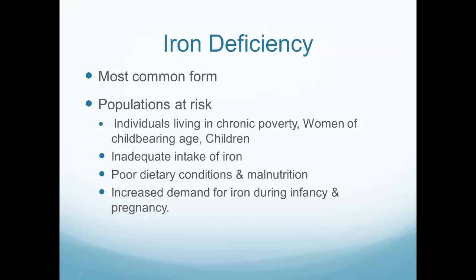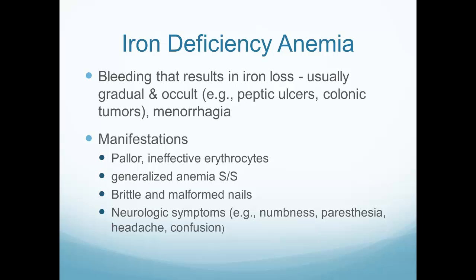So who then is going to be at risk for having iron deficiency anemia? Well, people who have a diet that is not rich in iron are going to be at risk. So people who are living in poverty, women of childbearing age, children may not be taking in enough iron in their diet. So we're looking for poor dietary conditions, malnutrition. Those are going to be situations where the patient may develop an iron deficiency. So look at the patient's diet. That's going to be one of the first things that's going to give us a clue.